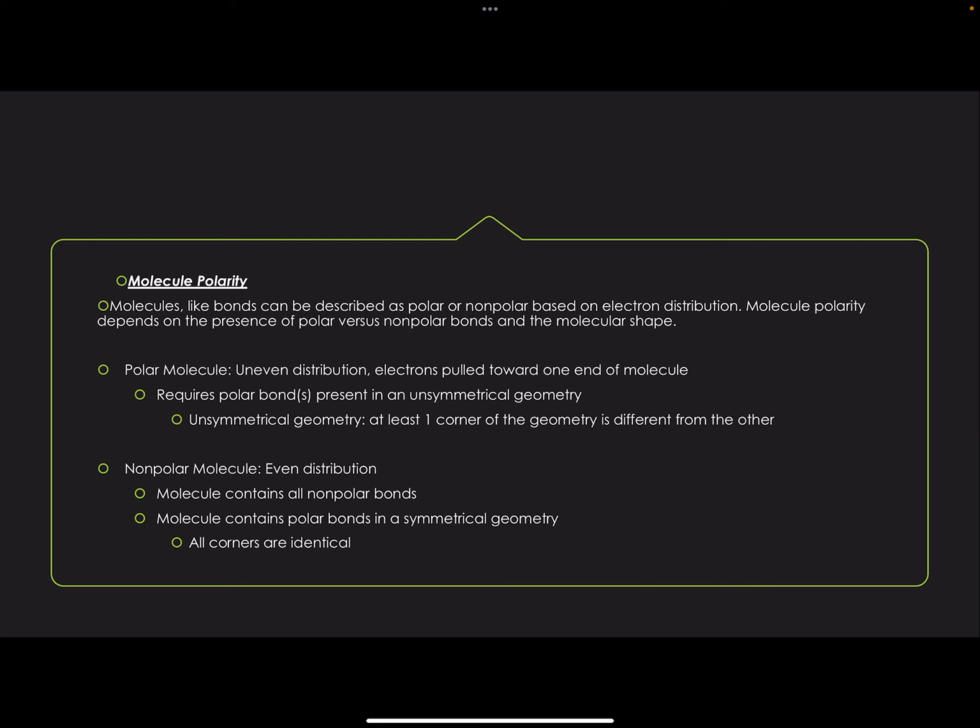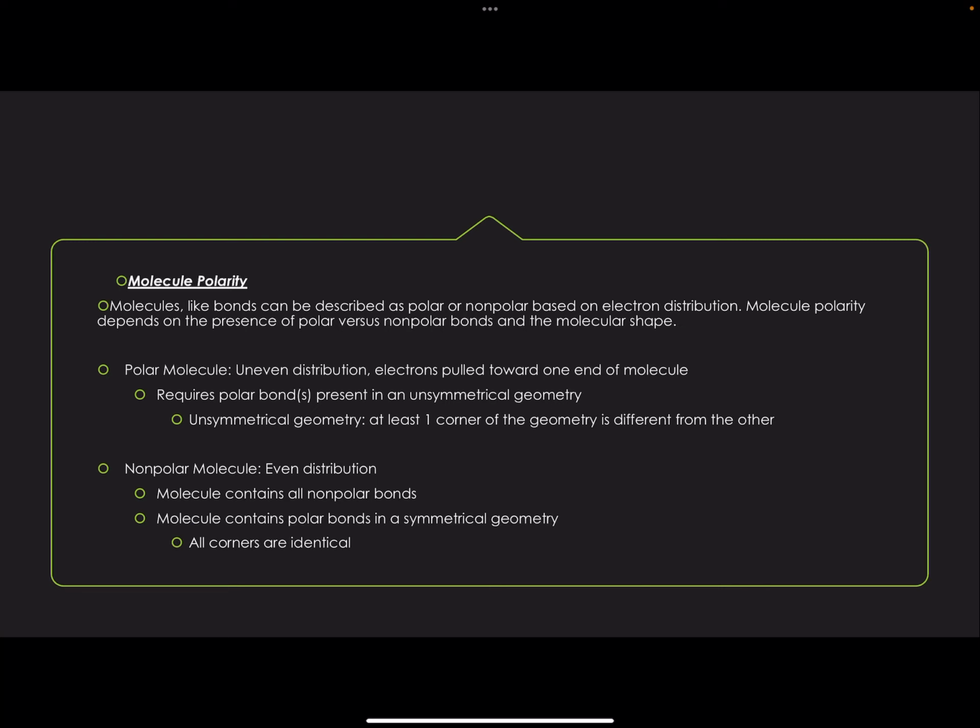Electrons get pulled towards one end of the molecule. So remember when we talked about bonds, the electrons were pulled towards one end of the bond. Here they're pulled towards one end of the molecule. For this to happen, this requires polar bonds to be present, and in particular, it requires an unsymmetrical geometry. So when we talk about an unsymmetrical geometry, what we're doing is we are looking at our center atom, and we're looking to see what's around it. If at least one corner of the geometry is different from the others, then it is unsymmetrical geometry.